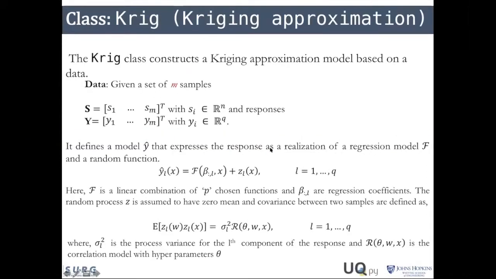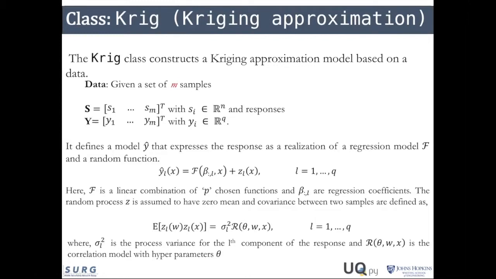Okay, so let's move on to the Krig class. So the Krig class basically generates a Kriging approximation given data. So here, if you define a set of samples, basically S, and the response at those values, that is Y, then the Kriging class returns the best linear unbiased predictor. So basically, what it does is it expresses our response as the sum of a regression model and a random function.